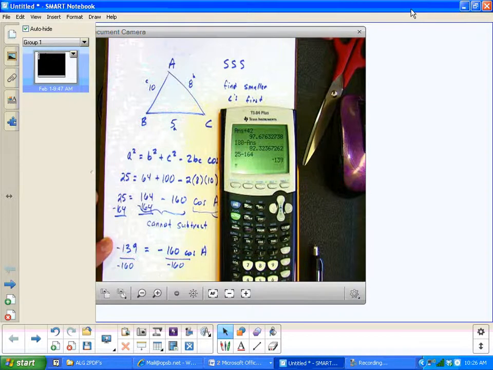So 139 over 160 is going to give me a decimal. So you got about point. And I'm not going to write all the decimals here. I don't have to because ultimately I'm just going to use what's in the calculator anyway.